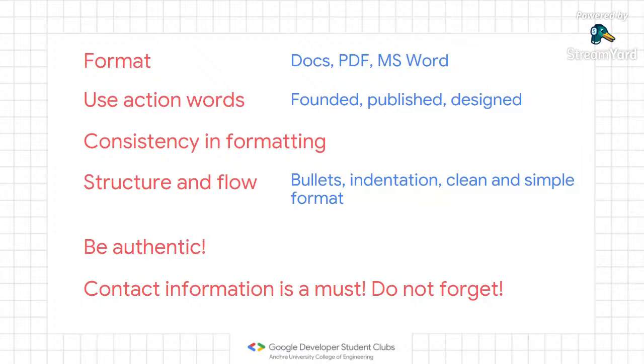And then a lot of people forget to add their contact information. Do not forget it, and add the updated contact information. Many a times it so happens that the number that you write on your resume must be an old number, and the recruiter is trying to contact you but cannot reach you. So make sure you update your contact information and add it without fail.